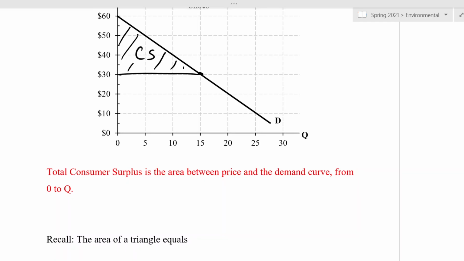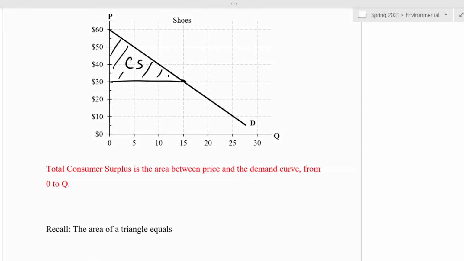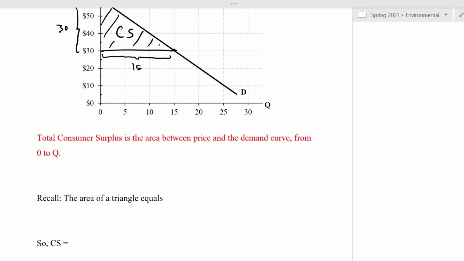And to do that, we can just take the area of that triangle. The base of that triangle here is 15. The height of that triangle here goes from 30 to 60. So that's a height of 30.